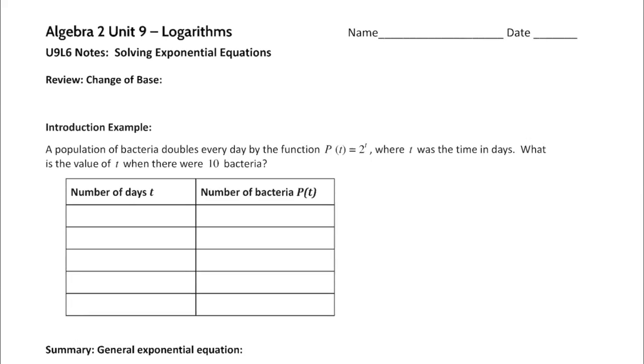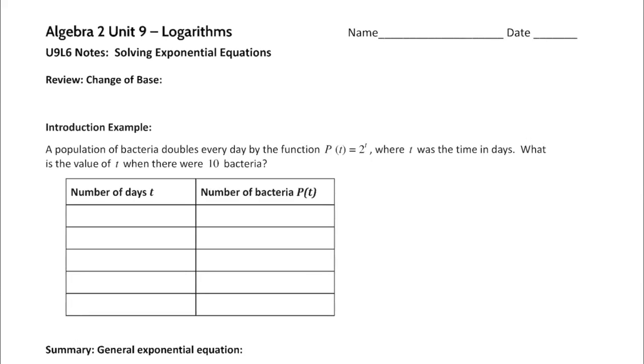We are almost done with logs. We have about 3 more lessons to go. This is your last lesson before the quiz, and then a few more lessons before the test. This one, we're solving exponential equations. So it's a little bit of application of the change of base and using it in word problems.